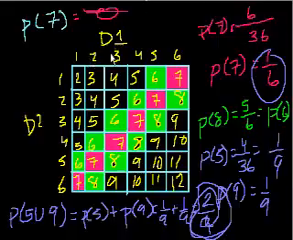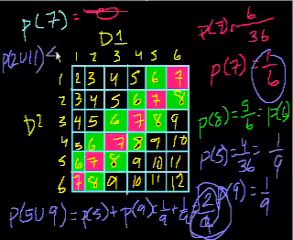But we can say that the probability of getting, let's say, a 2 or an 11 is less than the probability of getting a 7. And let's calculate that. What's the probability of getting a 2?